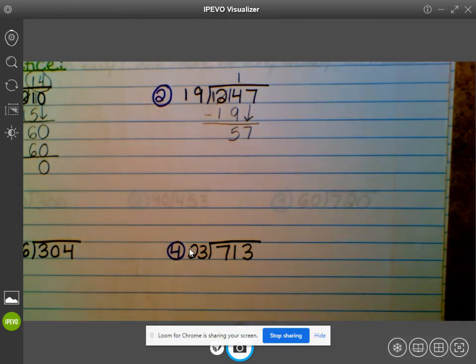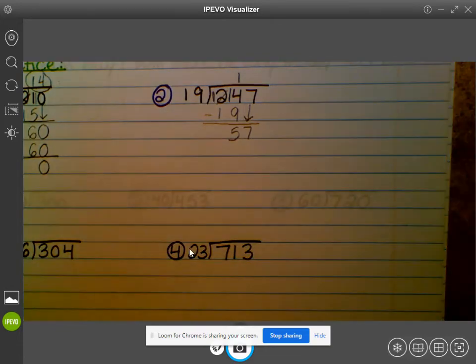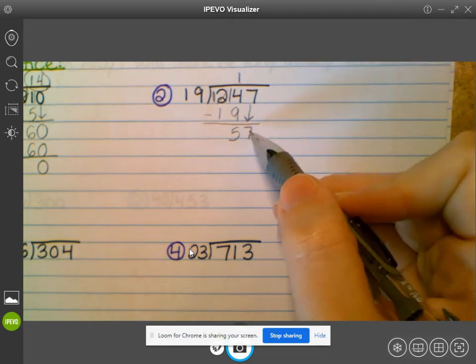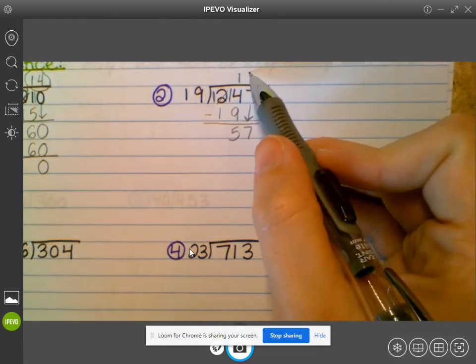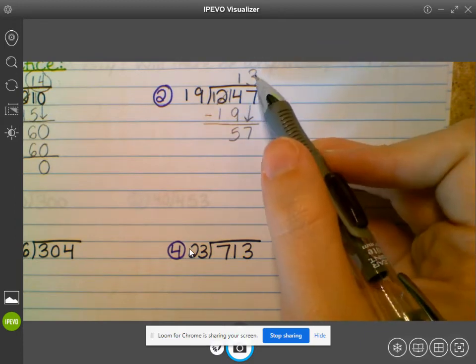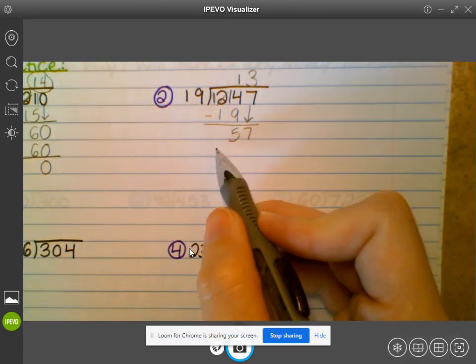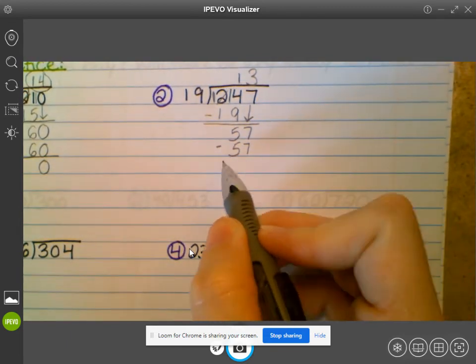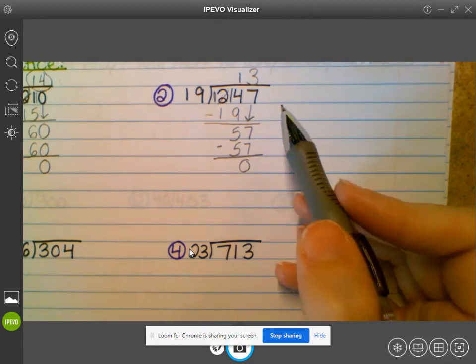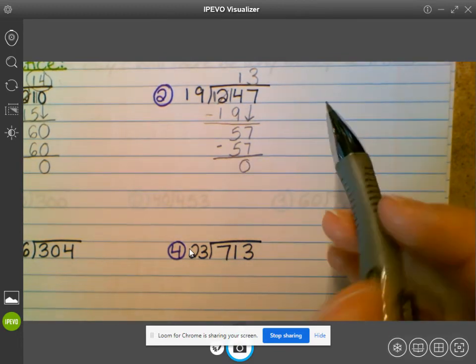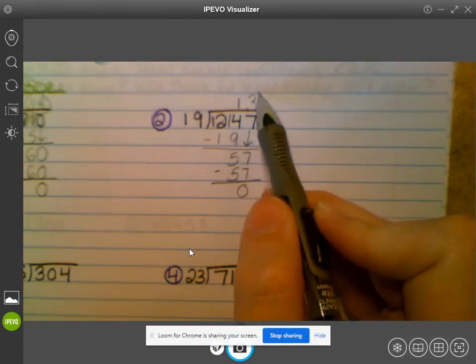All right. On the count of 3, I want you to tell me how many times you think 19 goes into 57. So 1, 2, 3. 3. It is 3. And does it go in evenly? It does, actually. So, first, 3, we bring it on up. 19 goes into 57 3 times, so we put a 3. 19 times 3 is 57. So then we subtract 57, and we're left with 0. So what is our answer to number 2, 5th grade? 13. So we're going to circle it.